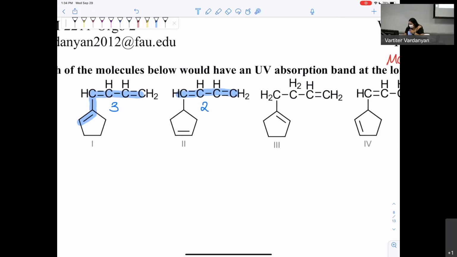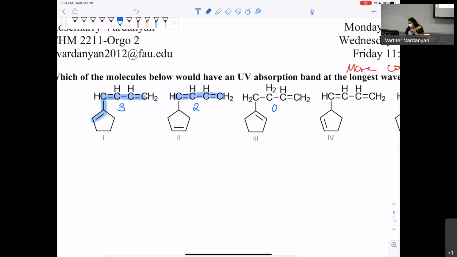Next up, how many do we have here? Can you have 1 double bond and be conjugated? No. So this one has this double bond here, this one here. They're way too far apart. So this has 0 double bonds in conjugation. So this is not conjugated at all. What about the second to last one? 2. Again, these 2 are conjugated with one another, but this one is too far apart, so it doesn't count.